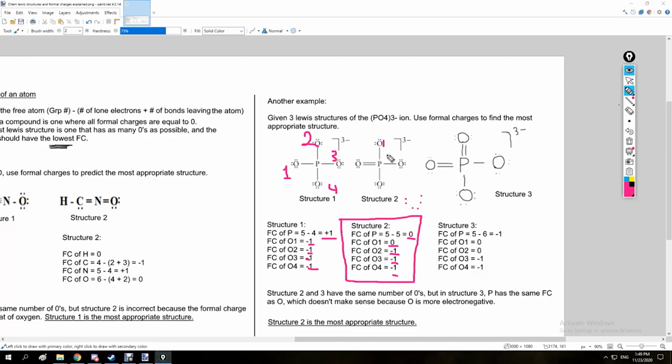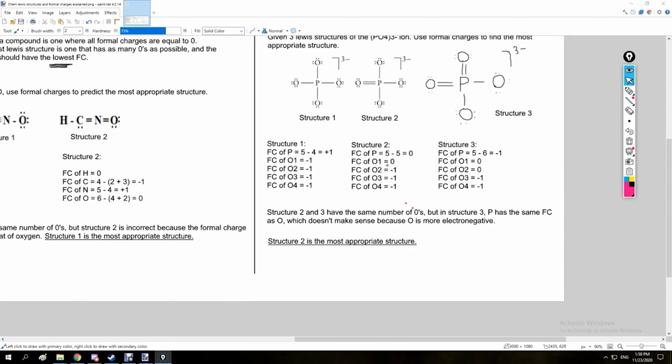This is also another example of resonance structures. In one structure, the double bond is going to be here on O1. In another structure, the double bond is going to be on O2. In another one, it's going to be on O3. And another one, it's going to be on O4. And the compound rotates through those 4 resonance structures. So structure 2 here is the most appropriate structure.